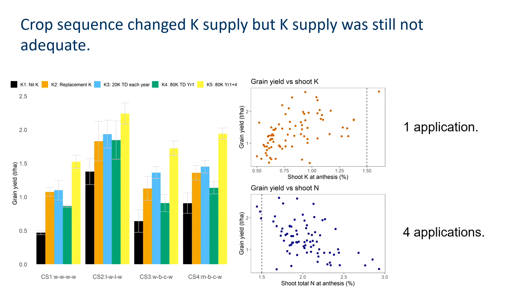We actually see a similar story here in terms of shoot N and shoot K concentrations. Up the top, on the right-hand side, we have shoot K concentration versus grain yield. So this is shoot K at anthesis. We've had 1 application for treatment 5, the K5. That all went on at sowing. All of those shoot K concentrations are below critical levels. For the N at this site, again, we've managed N leaching risk at this site with 4 applications, and we're all above, apart from a few points, above critical levels.